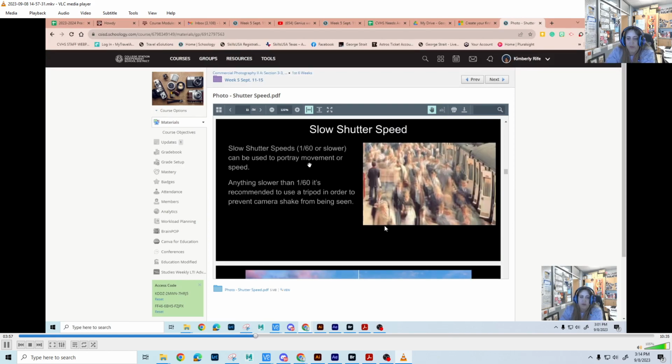So this is where we're talking about where you might want to use a tripod. When you get really slow shutter speed, 1/60th or slower, you see a lot of movement here. The people getting on and off the train. This guy right here is really the only one not moving, so he's pretty clear right there.